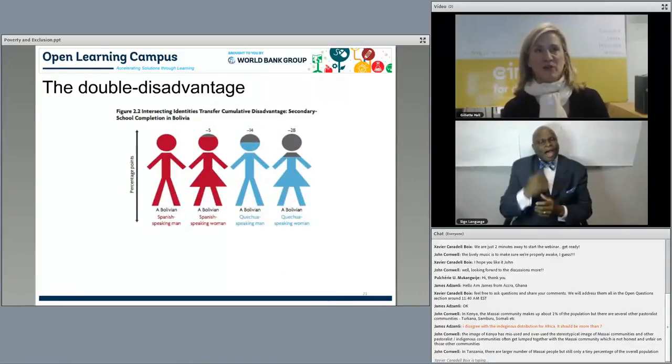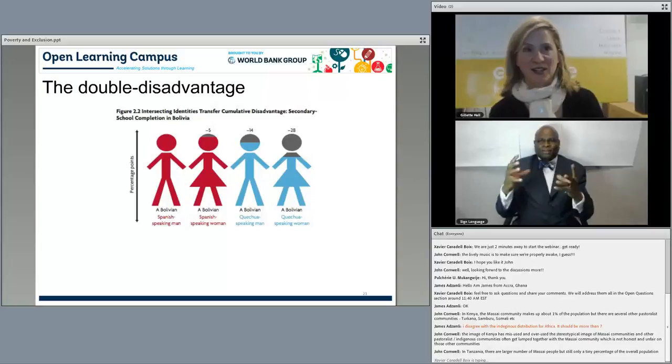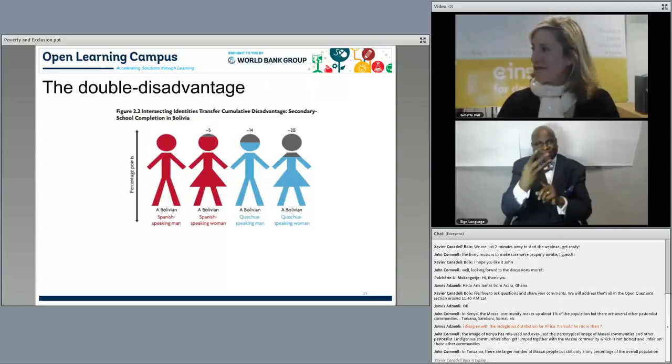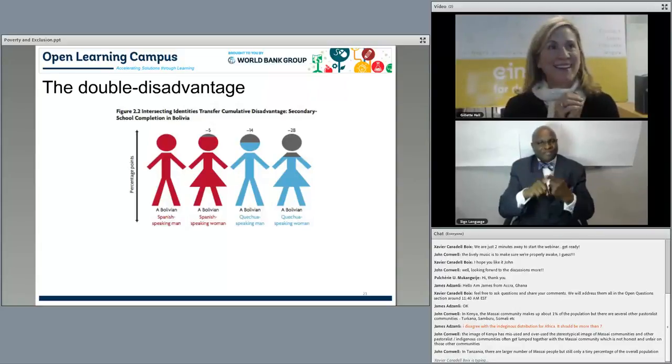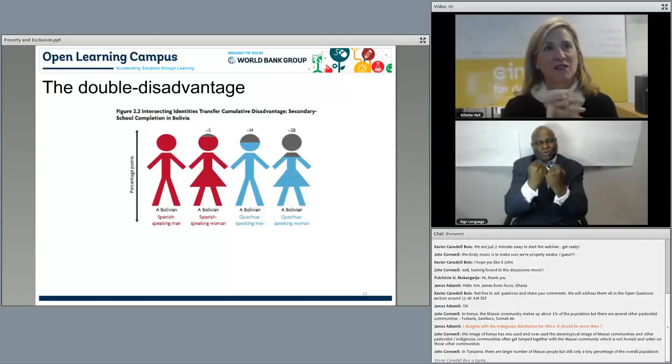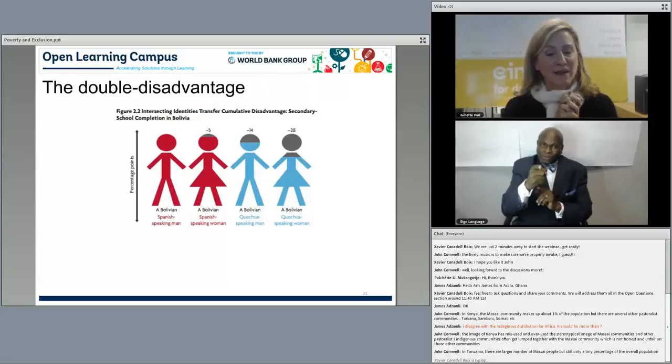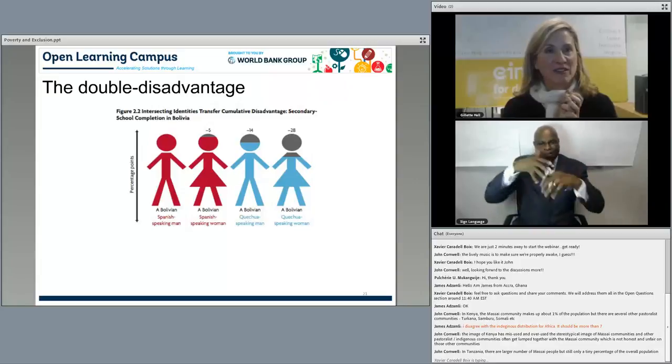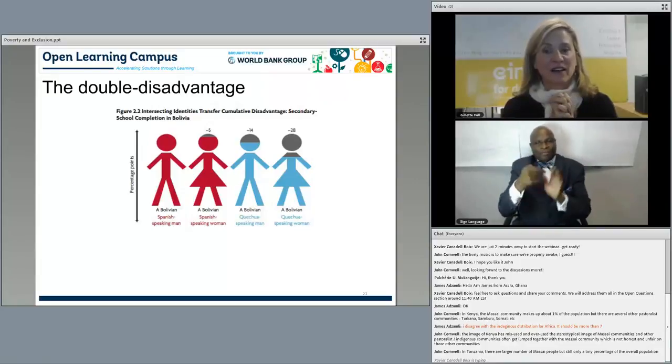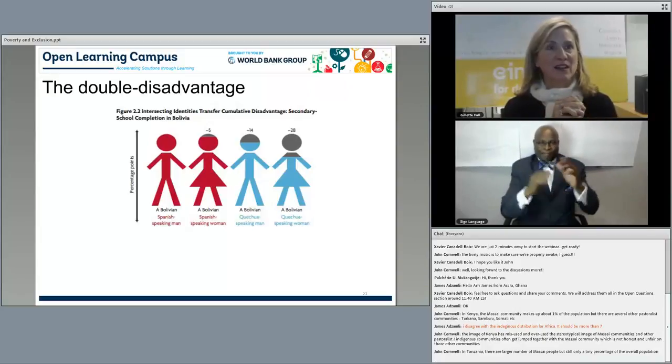I mentioned before this compounding. This is actually a slide that I'm borrowing from my dear friend Maitre. This is what in social exclusion parlance we call the double disadvantage. What this shows you is that being Indigenous can entwine with other factors, such as, in this case, gender, to compound the degree of gap or disadvantage that an individual experiences.